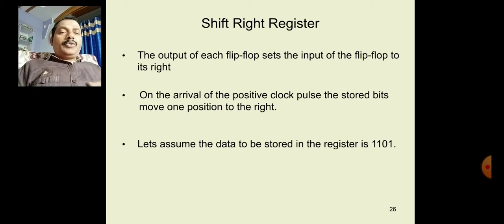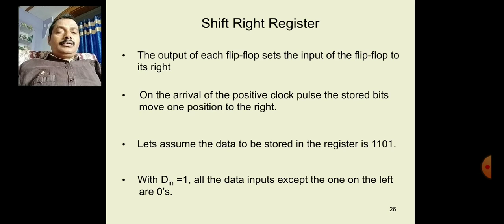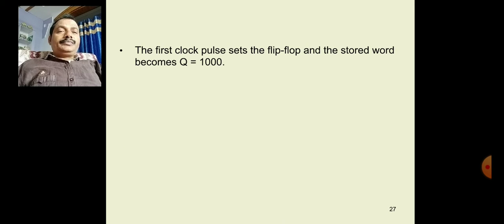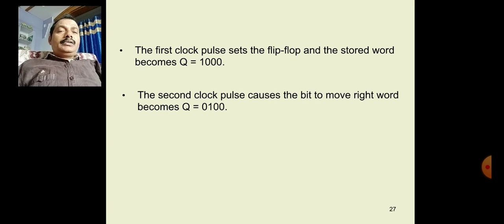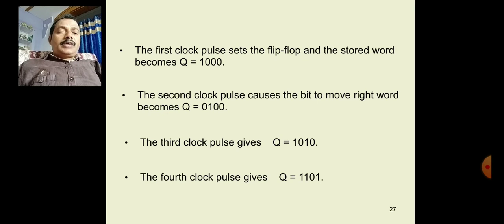So on the arrival of the positive clock pulse, the stored bits move one position to the right. Let us assume the data to be stored in the register is 1101. Here with the data in is 1, all the data inputs except the one on the left are zeros. So the first clock pulse gives 1000, the next clock pulse 0100, the next clock pulse 1010, and the fourth clock pulse 1101.